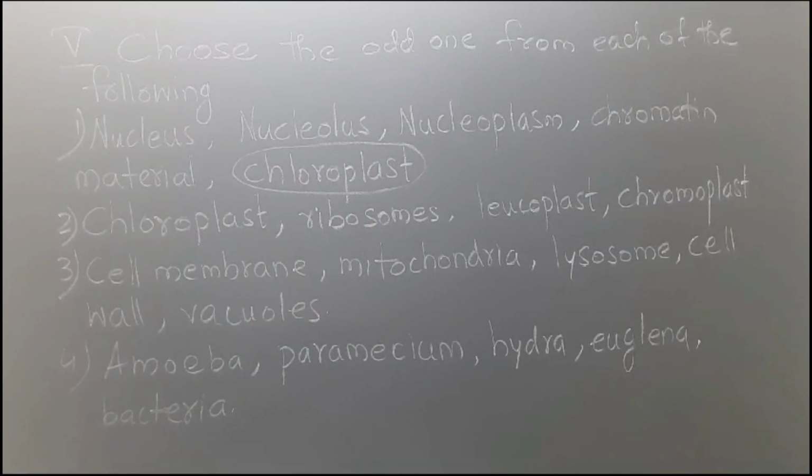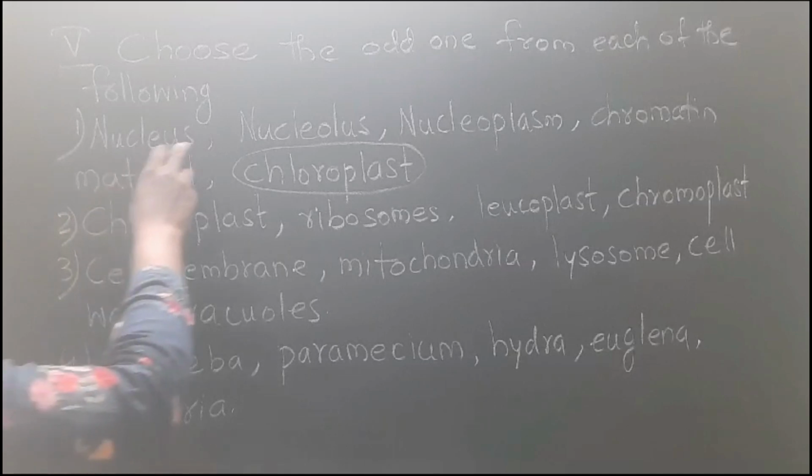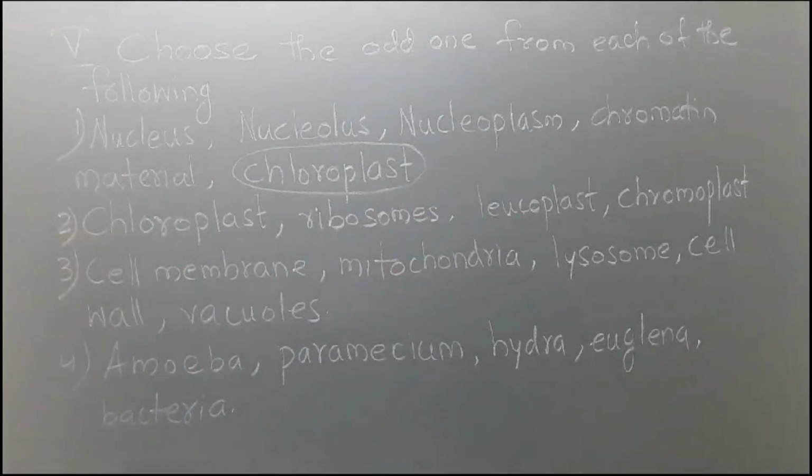Why? Because all these are related to nucleus. Nucleus, nucleolus, nucleoplasm. Nucleoplasm and nucleolus, they are part of nucleus, and then chromatin material is also there in the nucleus. So chloroplast is not the one related to nucleus. So chloroplast is the odd one.